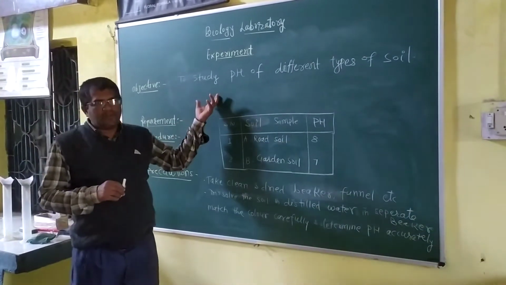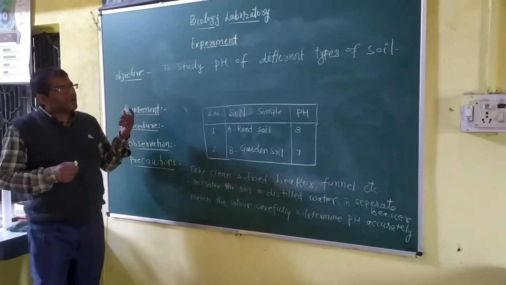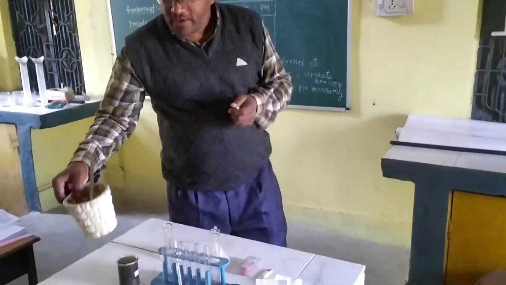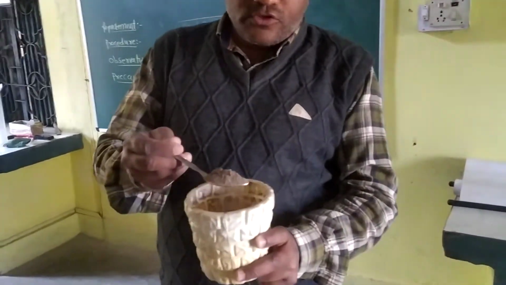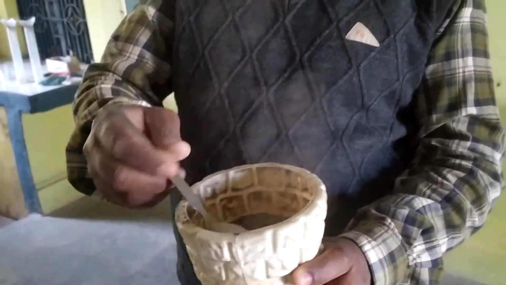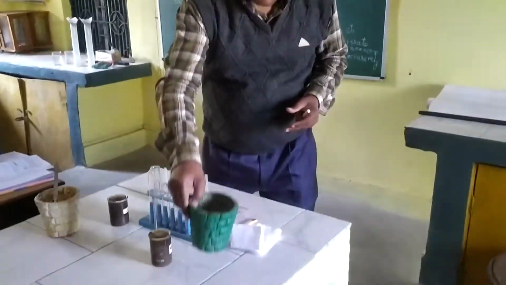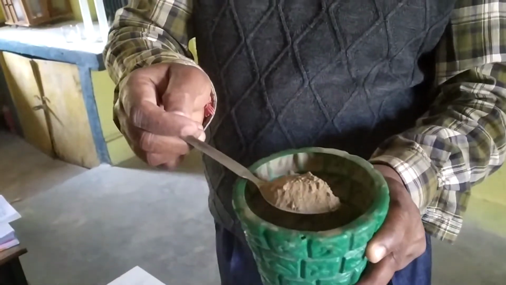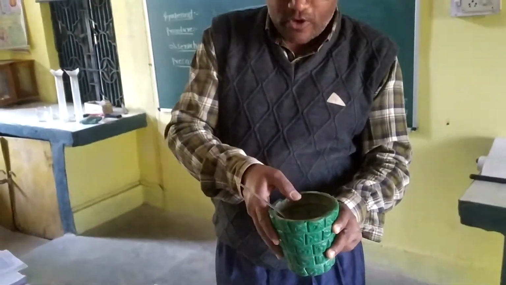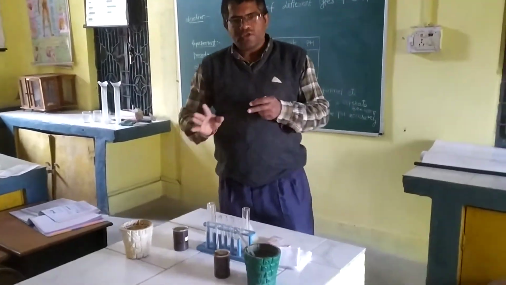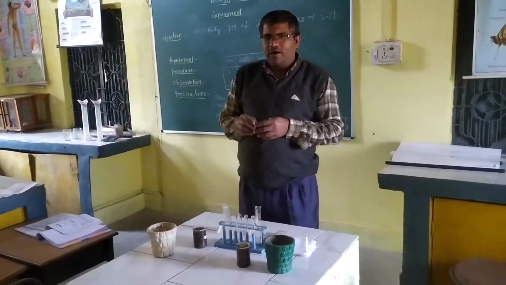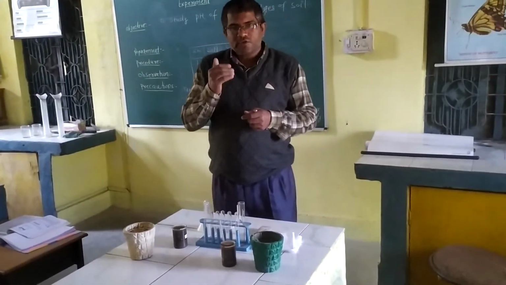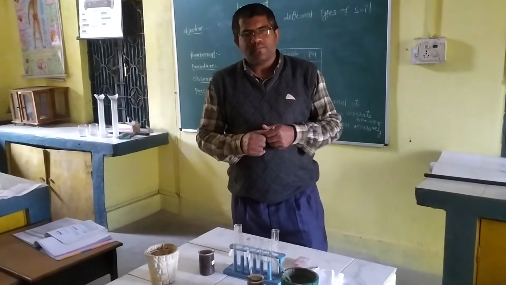So for this experiment, what do we require? We require samples of soil. We have collected the soil sample from the roadside. It is the soil sample of road soil, and this is the soil sample of the garden side. So we have collected two types of soil, one from the roadside and one from the garden side. You have to collect the soil sample from your surroundings, whatever type of soil sample is available.